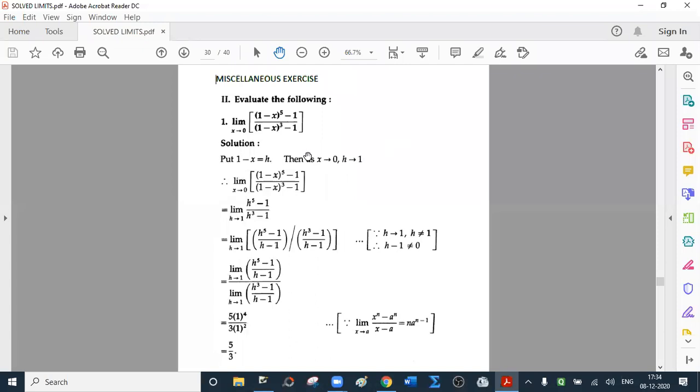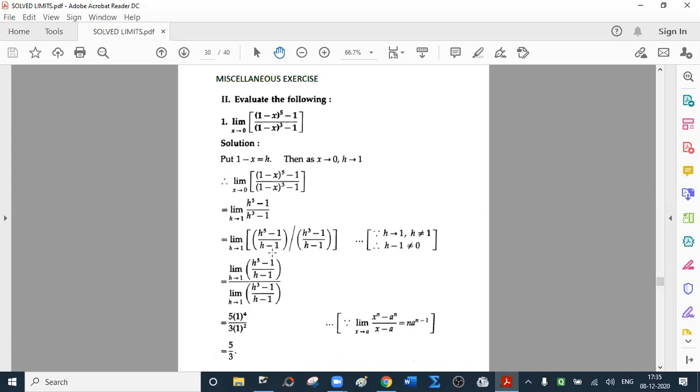Yes, second part, first sum. Just listen to me. You have to copy the solution afterwards, after the lecture. Limit x tends to 0, (1 minus x) raised to 5 minus 1 upon cube of (1 minus x) minus 1. Put 1 minus x equal to h. As x tends to 0, h will tend to 1. So this becomes limit h tends to 1, h raised to 5 minus 1 upon h cube minus 1. Divide numerator and denominator by h minus 1.